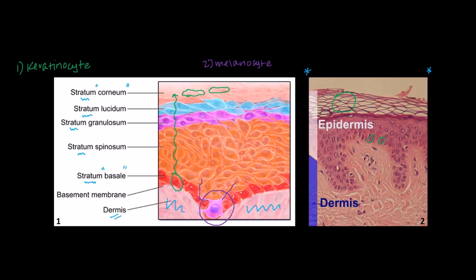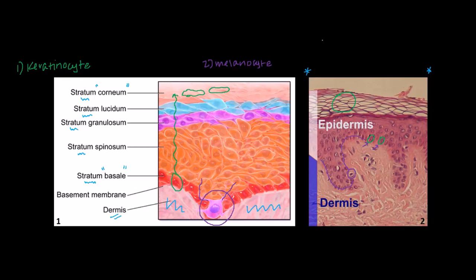Now, if we jump over to the right to our H&E stain, this cell right here in the basal cell layer strikes me as a melanocyte. It's a little difficult to appreciate the finger-like projections on this particular stain, but the fact that it looks structurally different from the keratinocytes that we circled earlier, and it's located on the basal cell layer, clues me in to the fact that it looks like a melanocyte.